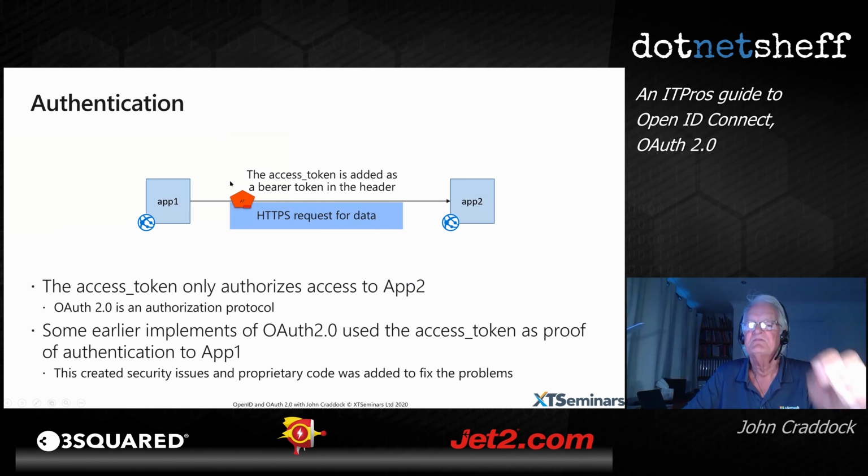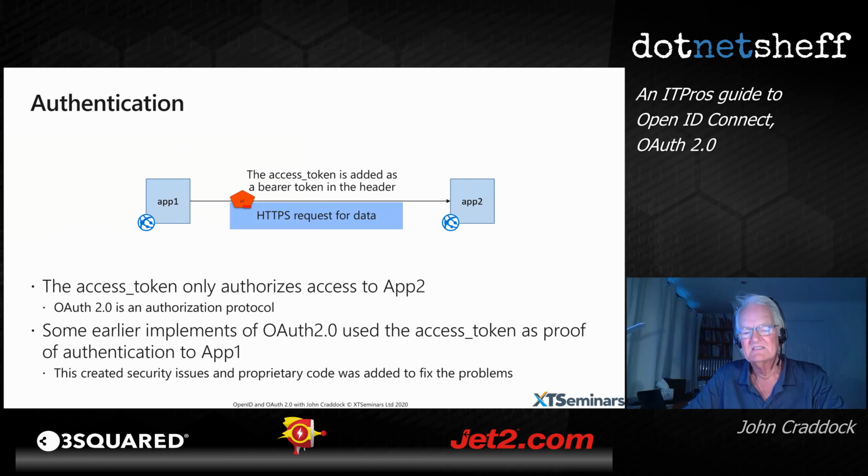Right, let's go back to OAuth2 consent. In terms of if we want to do authentication, this is not authentication to app 1. This access token has the user's name on it, right? But it's a token which is authorizing app 1 to have access to app 2. Because it's got the user's name on it, it was used badly and mistakenly as proof of authentication to app 1. It is not. And there were some horrible security holes.